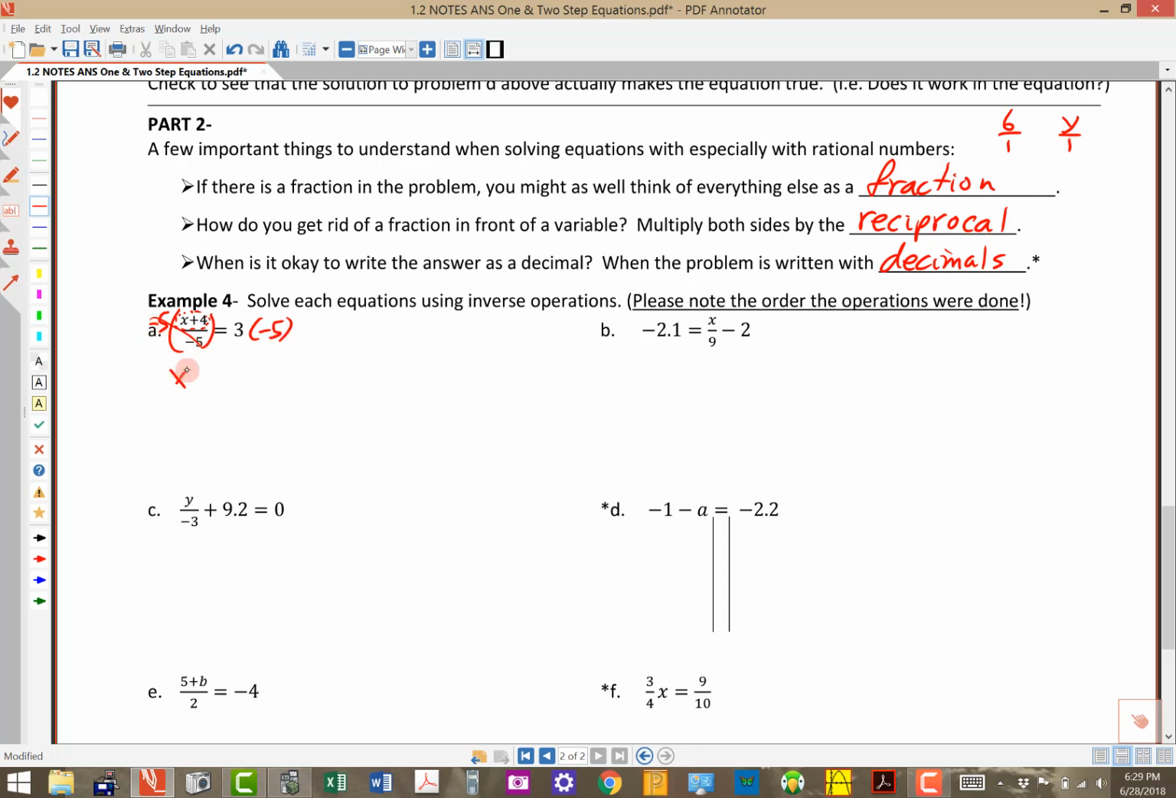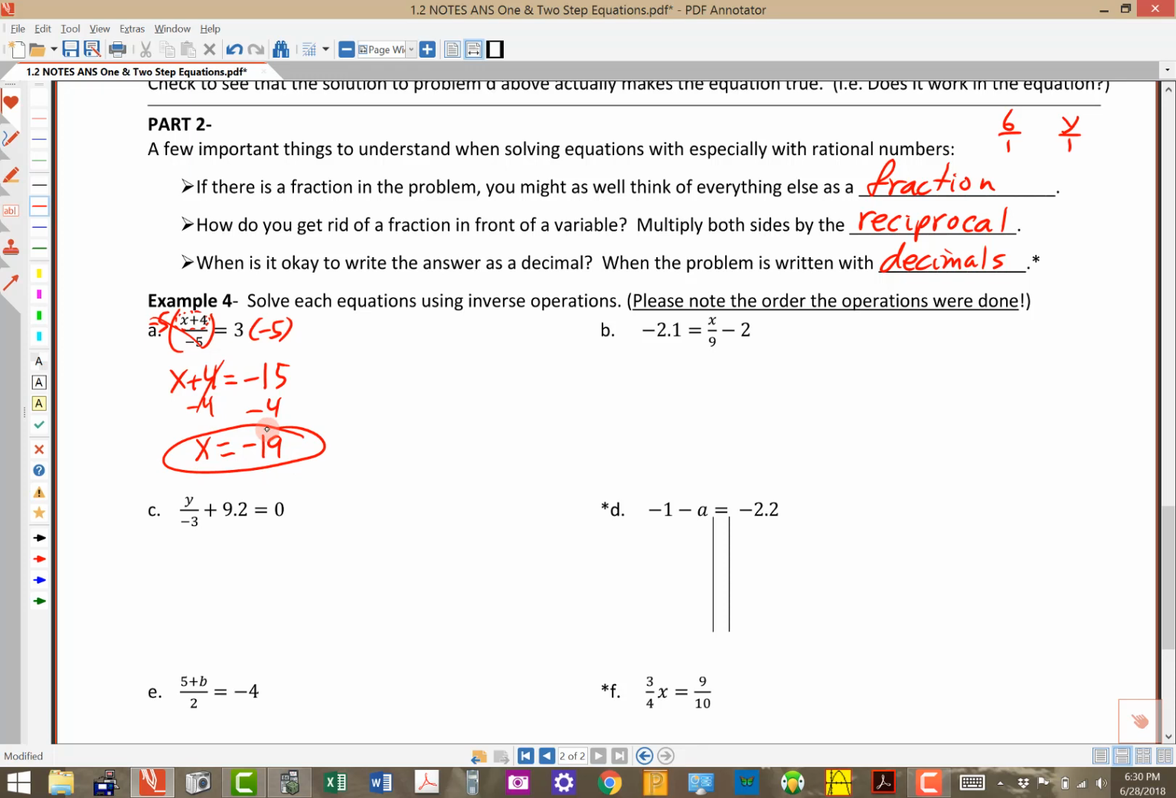Those are going to cancel. We're left with an x plus 4 over here. We end up with a 3 times a negative 5. That's a negative 15. And then we're going to subtract the 4 from both sides. When we subtract the 4 from both sides, that's going to get the variable completely by itself, and we end up with a negative 19. So x equals negative 19 is the answer to that one.